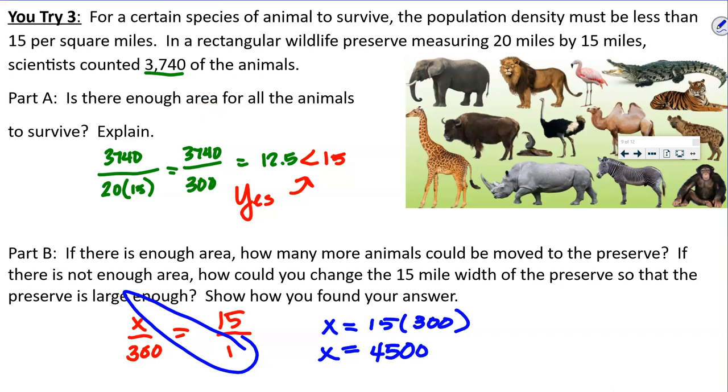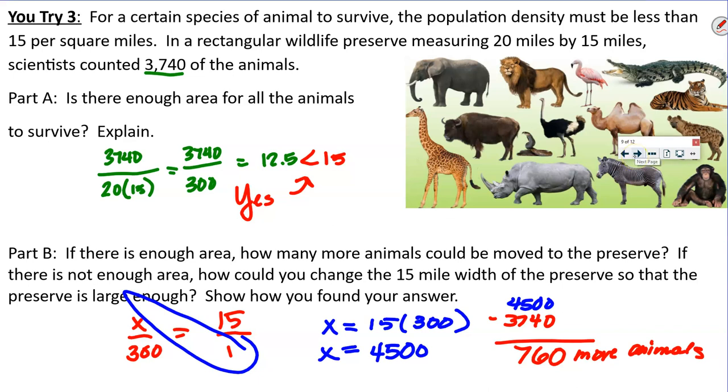So now what we want to do with that 4,500 is subtract from it the 3,740 to find out how many more animals we could have. So we could have 760 more animals. Okay?